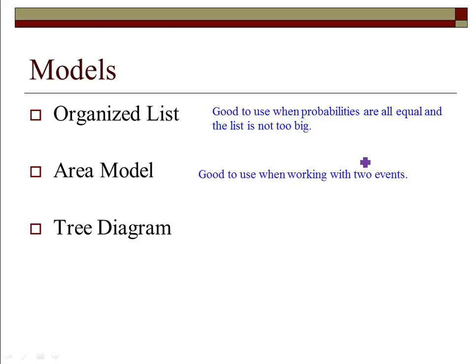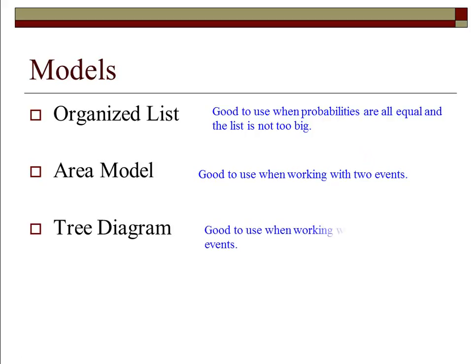Area model is really nice when you're only working with two events. If you have three or more events, that's when we want to think about using a different kind of model. Now, all these models usually deal with more than one event, and it typically means you're multiplying probabilities as part of the process.